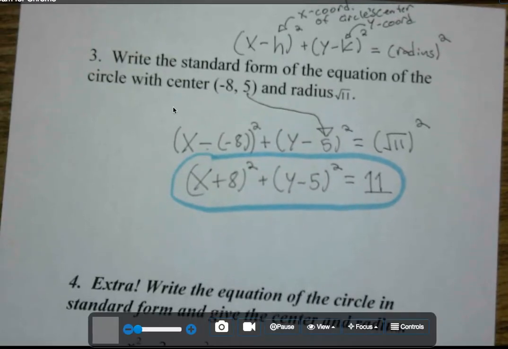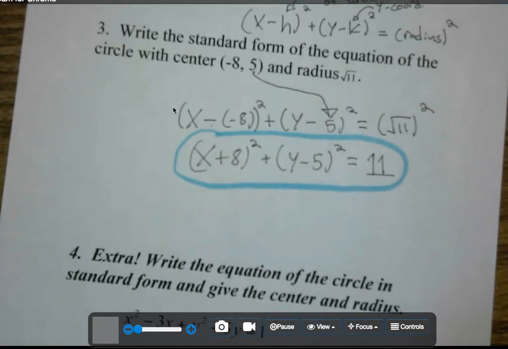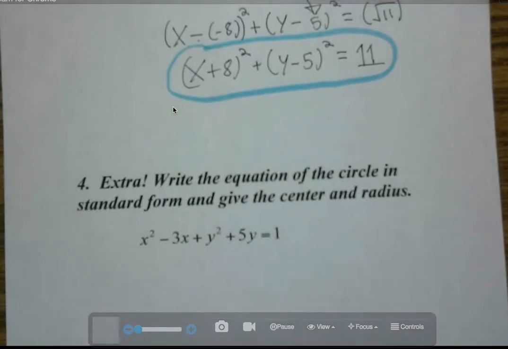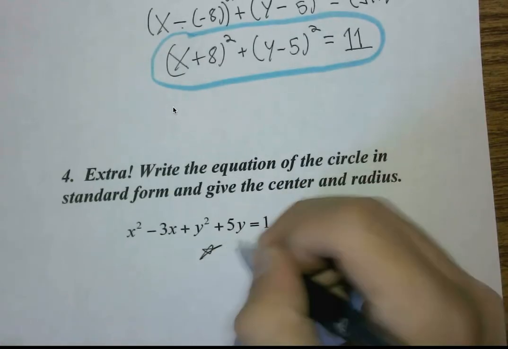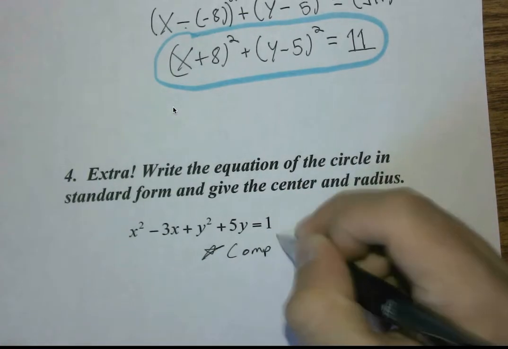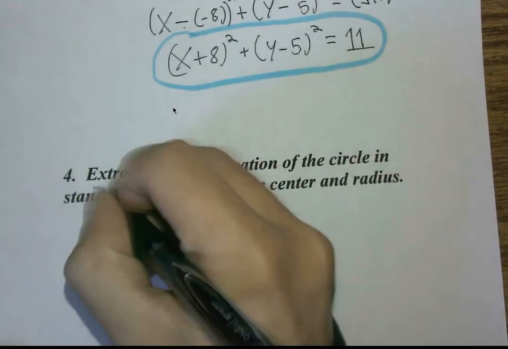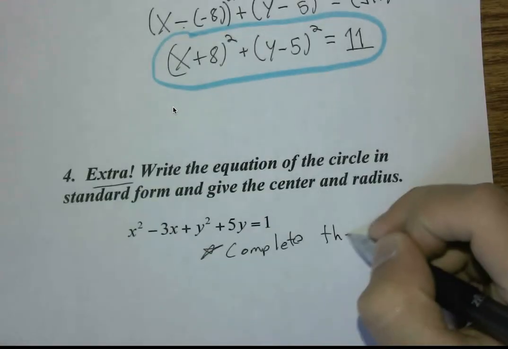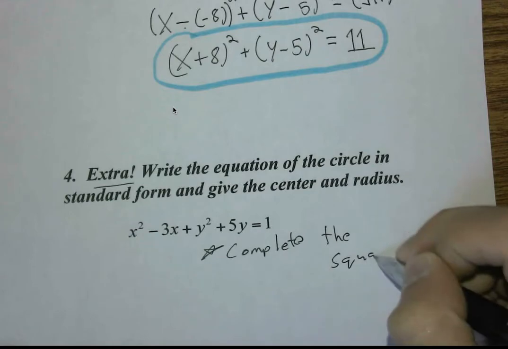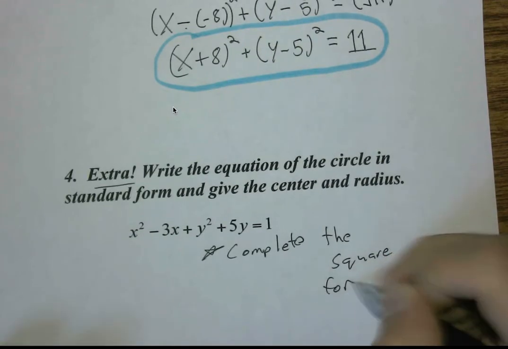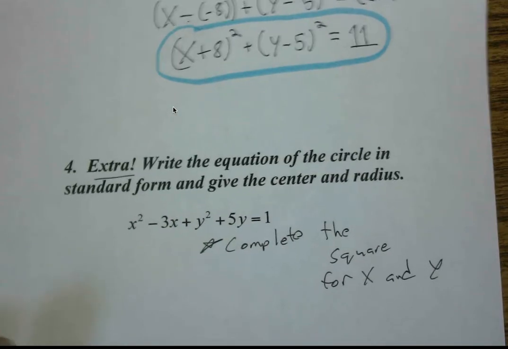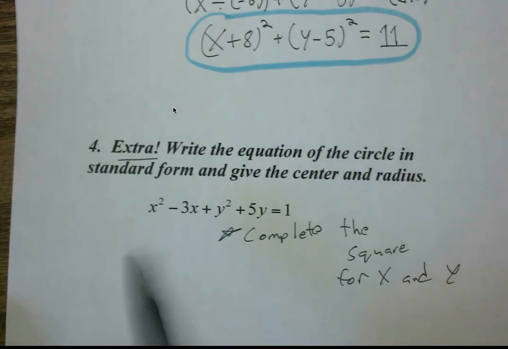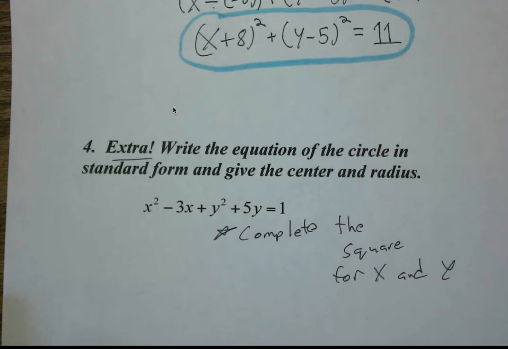For the last problem, if you want to try it, go for it. If you're curious about it, let me know. But eventually, you end up trying to complete the square. I'll give you a hint on this. If you want to try this, go for it, but it is extra. So try to complete the square for x and y. If you're not too sure about this, you can ask me about it, but I don't plan on assessing you for this.